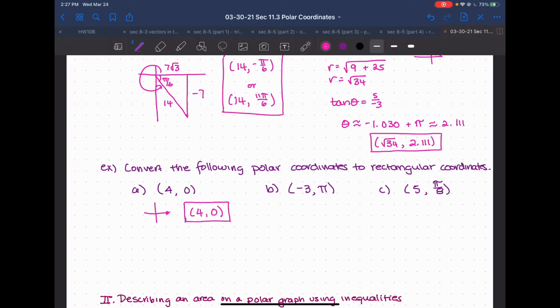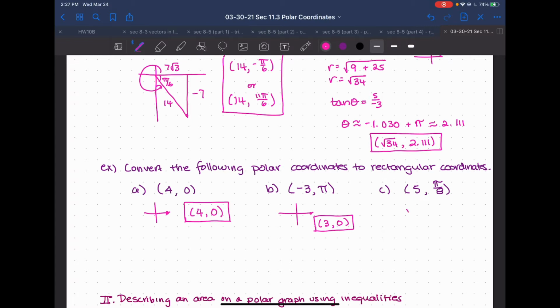For B, we would go on the angle pi this way, but because it's a negative 3, we're actually going to go in the opposite direction. This point ends up being right here, 3 units on the x and 0 units on the y. So that ends up being our answer.